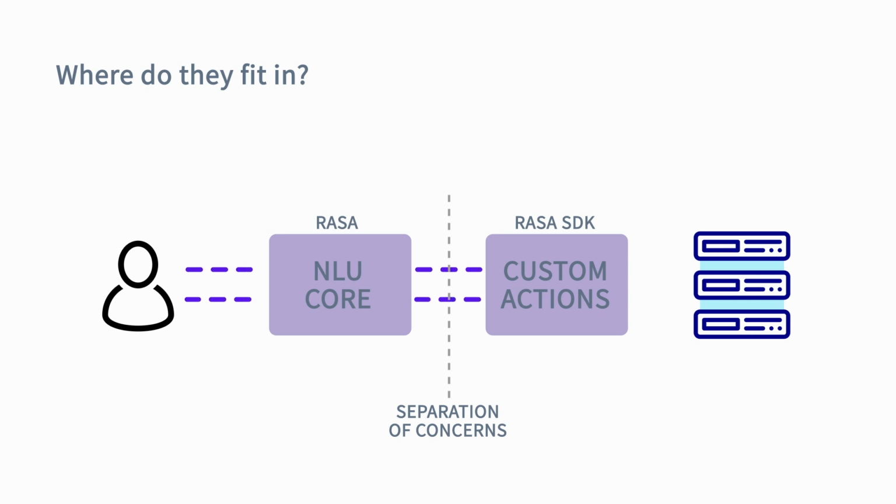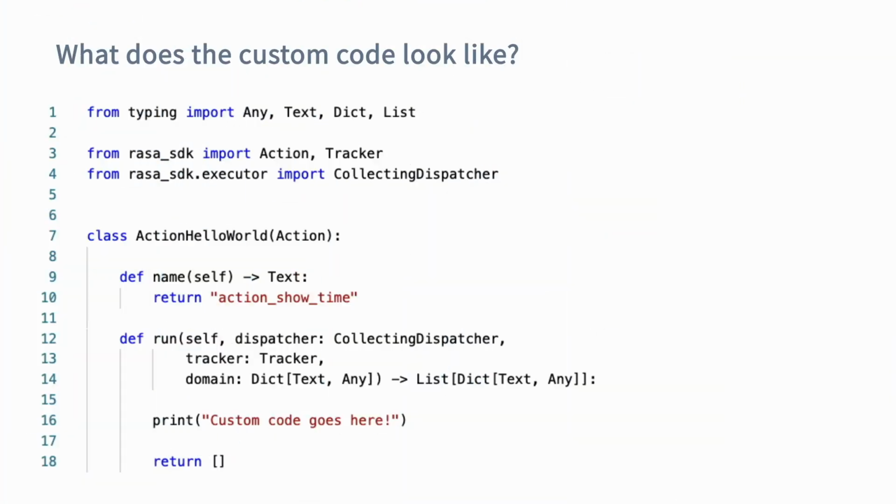Having mentioned all of this, let's now have a look at what the code for a custom action might look like. What you see here is a very basic example of a Rasa custom action. And there's a few things to observe. A Rasa custom action is implemented as a Python class. Rasa provides a library called Rasa SDK that makes it easy for you to define a custom action, but you will need to follow a predefined API. So let's dive into this.